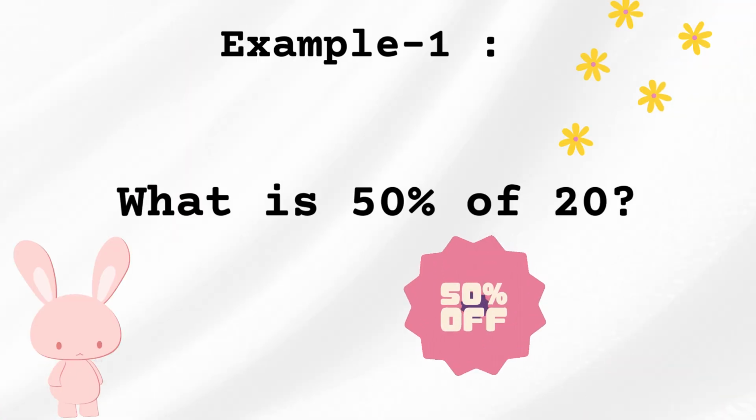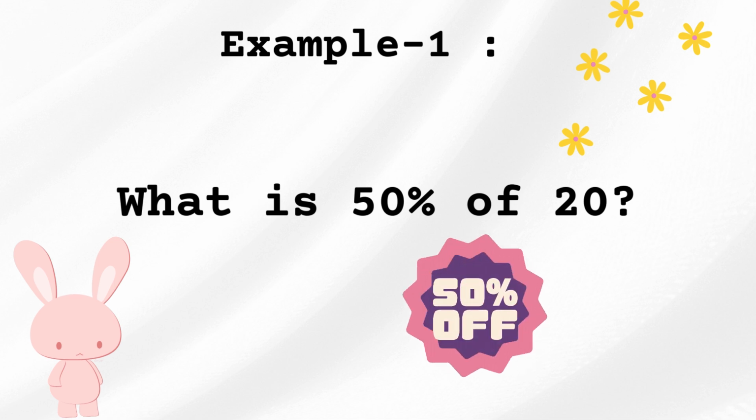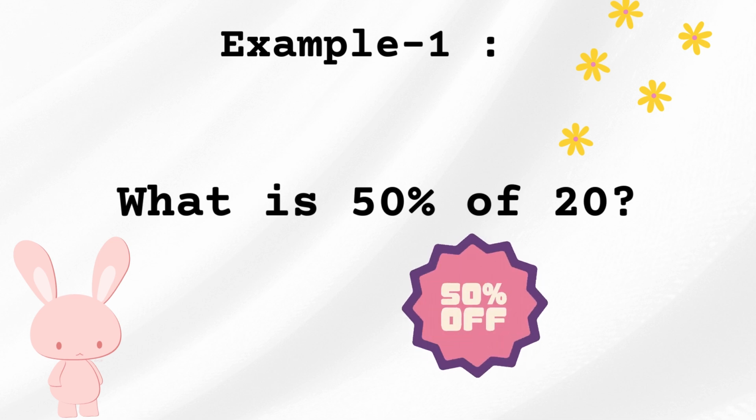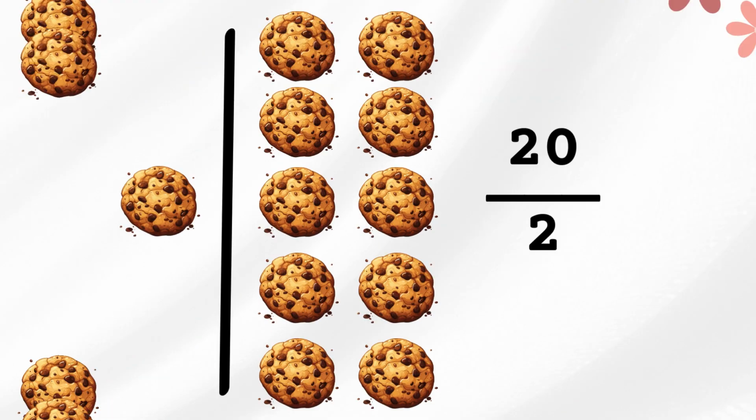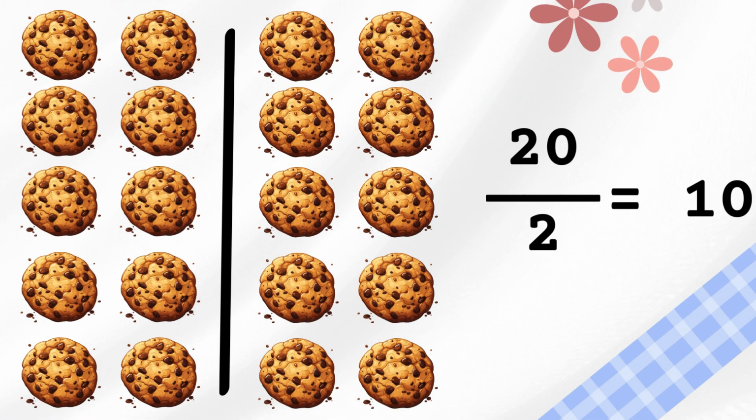First, let's tackle a classic percentage problem. 50% of 20. Now 50% means 50 out of 100, right? Think of it like this. If you have 20 cookies, lucky you, 50% means you're taking half of them. So 50% of 20 is simply 20 divided by 2, which equals 10. Easy peasy. So 50 divided by 100 times 20 is equal to 10. So 50% of 20 is 10. That's the power of percentages.